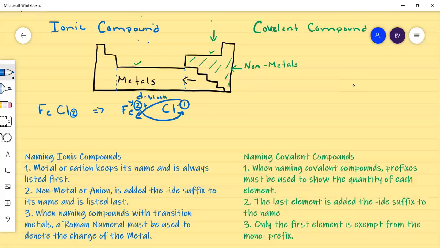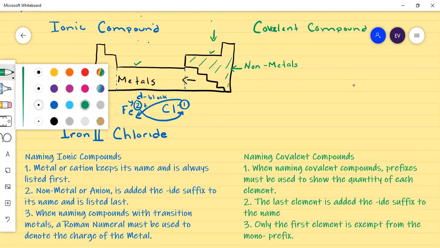So I'm gonna name it real quick. Remember, the metal ion keeps its name, iron. This was a 2+ iron, so I'm gonna put the Roman numeral 2. Iron 2, and then chlorine gets added the IDE suffix, which is chloride. So the name of this compound is iron 2 chloride. Iron 2 chloride.